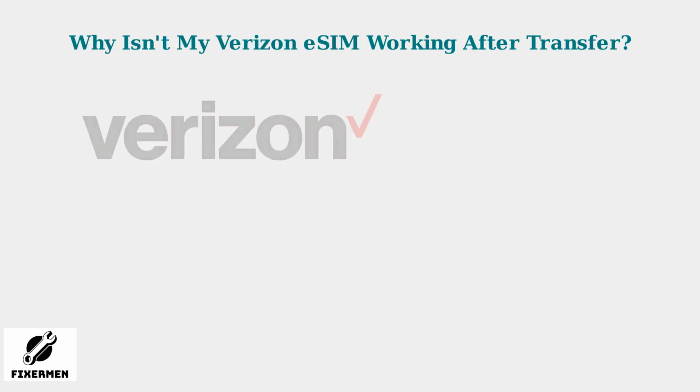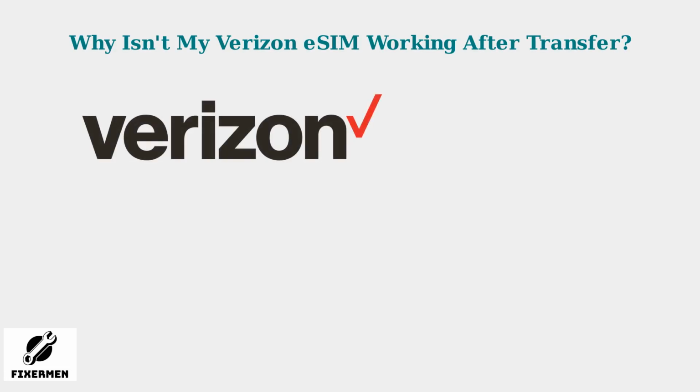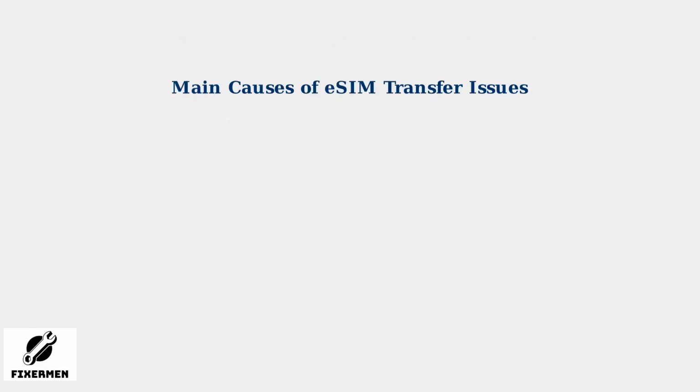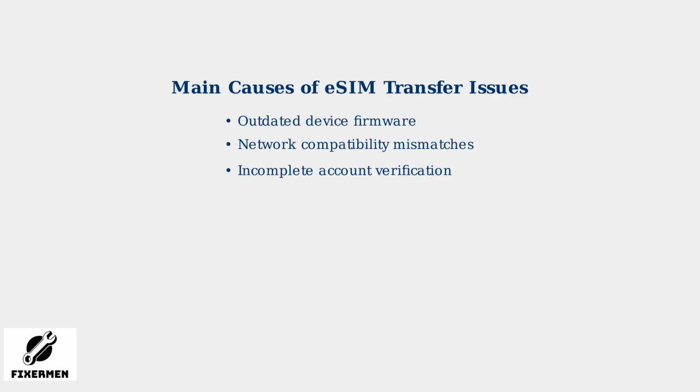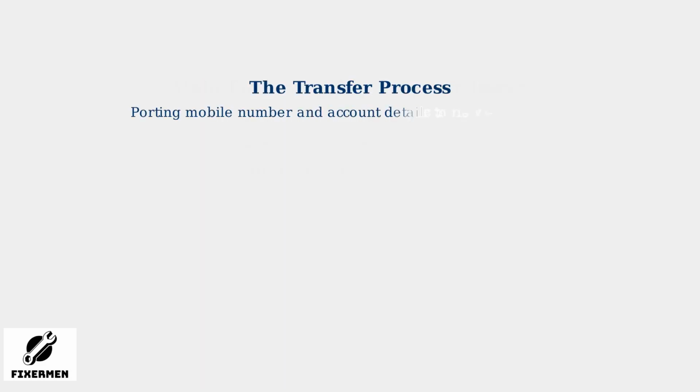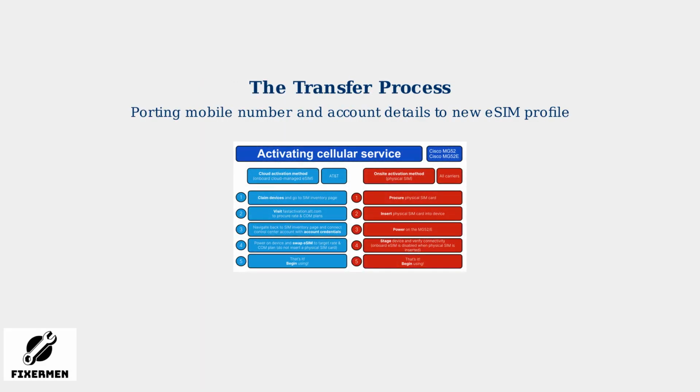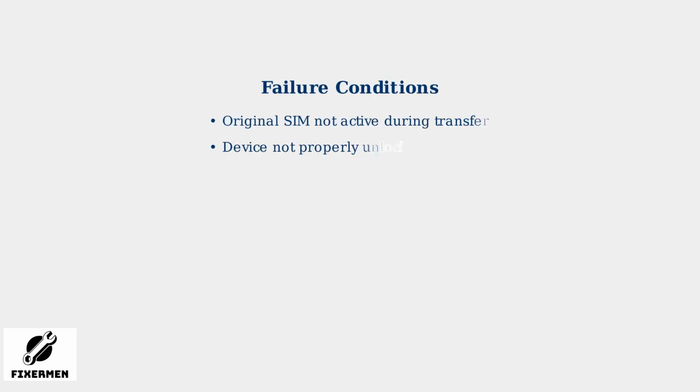Let's address the problem directly. Verizon eSIM transfer issues often stem from several causes: outdated device firmware, network compatibility mismatches, or incomplete account verification. The transfer process requires porting your mobile number and account details to the new eSIM profile. But this can fail if the original SIM isn't active during the transfer, or if the device is not properly unlocked. As of March 2026, approximately 15 to 20% of eSIM transfers still encounter issues. Knowing this helps frame the solutions.